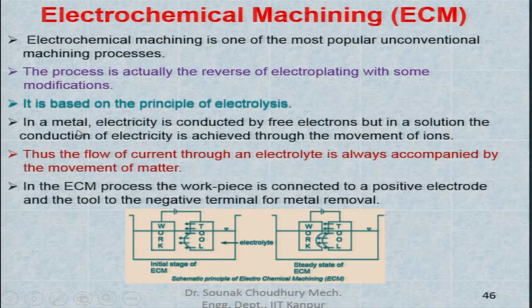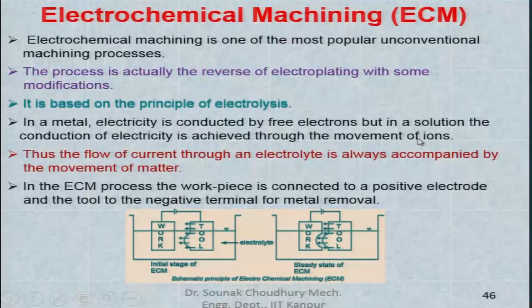In a metal, electricity is conducted by free electrons. But in a solution, the conduction of electricity is achieved through the movement of ions. By solution we mean some kind of electrolyte, where the movement of ions takes place and electricity is passed through by that movement. Thus, the flow of current through an electrolyte is always accompanied by the movement of matter, meaning ions.